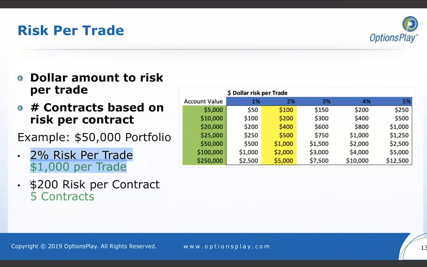And let's say you're trading an option contract that has $200 of risk per contract. That means you should trade 5 contracts. So it's a really easy way to calculate exactly what dollar amount you want to trade per trade, and more importantly, how many contracts you want to trade based on that.